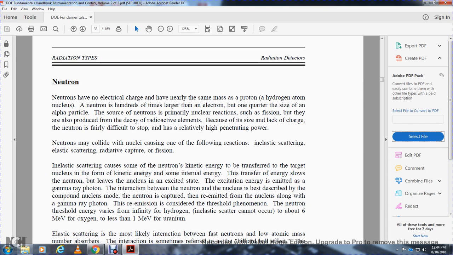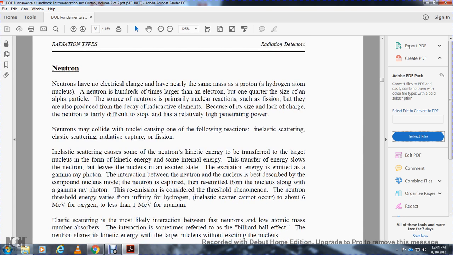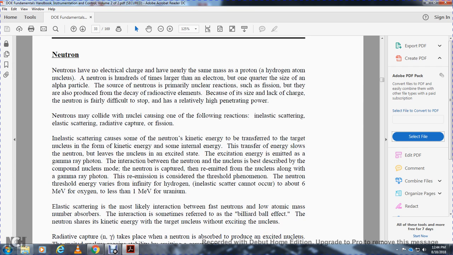Neutrons interact with nuclei through one of the following reactions: elastic scattering, radiative capture, or fission. In elastic scattering, some of the neutron's kinetic energy is transferred to the target nucleus in the form of kinetic energy, and some as internal energy. The energy transferred leaves the nucleus in a state of excitation, and the excitation energy is emitted as a gamma ray photon. The interaction between the neutron and the nucleus is best described by the compound nucleus model, in which the neutron is captured and re-emitted by the nucleus along with a gamma ray photon. The re-emission is considered a threshold phenomenon of the neutron.